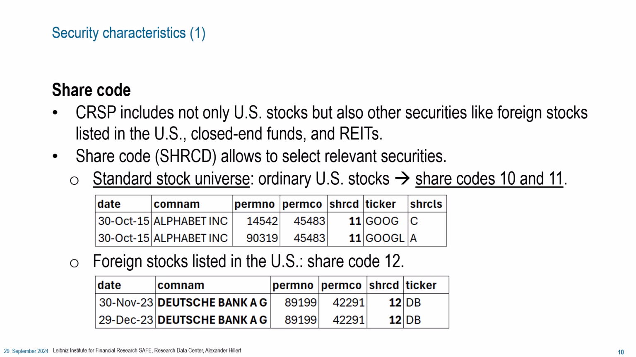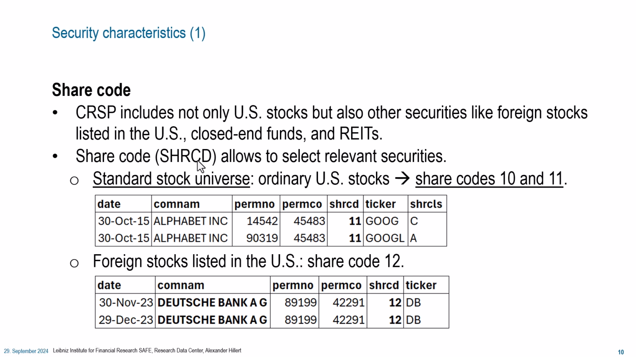And even though the database is called CRSP Stock Market Database, it not only contains stocks. First of all, it contains not only US stocks, but also foreign stocks that are listed in the United States. Then we have some other non-stock securities in there, for example closed-end funds or real estate investment trusts. And therefore, when you want to do a study only on stocks, which is often done in empirical research, it's important to filter out all the other securities that are not relevant for you. So the share code, abbreviated as SHRCD, allows you to select the relevant securities.